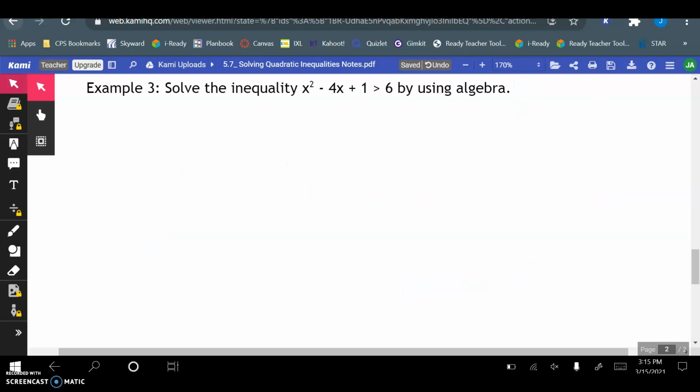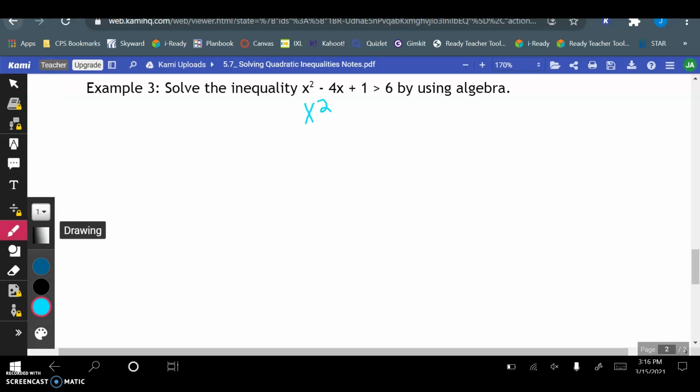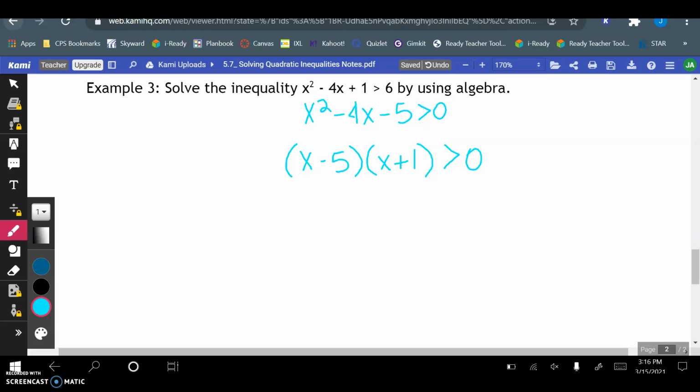And then, for example 3, we have to solve this inequality by using algebra. We have to write this in standard form, which means we have to have 0 on the other side. So we're going to subtract 6 from both sides. So we're going to end up with x squared minus 4x, and 1 minus 6 would be negative 5, is greater than 0. And then we're going to factor. What times itself is going to give us negative 5 that adds together to be a negative 4? So that would be a negative 5 and a positive 1, and that is greater than 0.